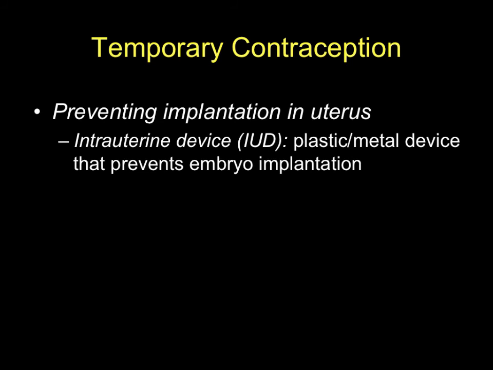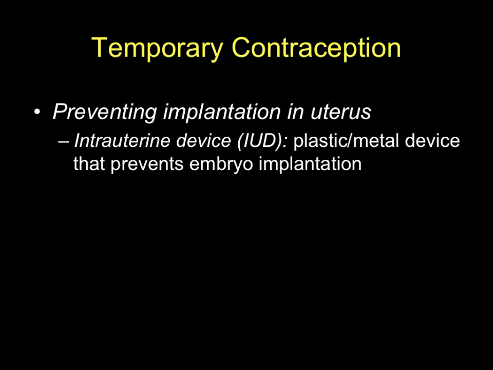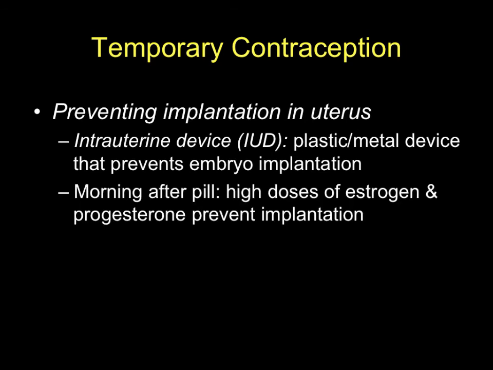Another possibility would be to prevent implantation. With what's called an IUD, or intrauterine device, this is a device that's implanted in the uterine lining, which helps prevent embryo implantation. The idea here is that fertilization might still occur, but if it does occur, then the zygote cannot implant because the uterine environment is not conducive to implantation anymore.